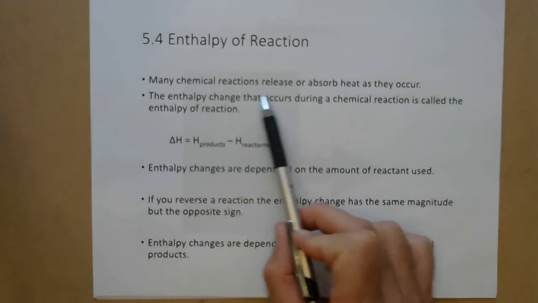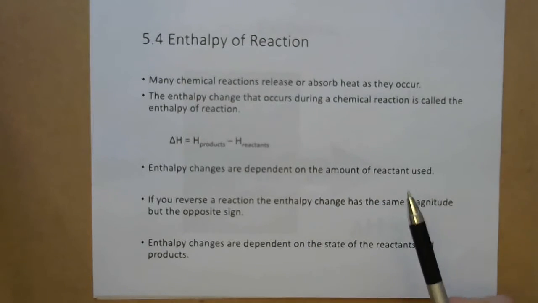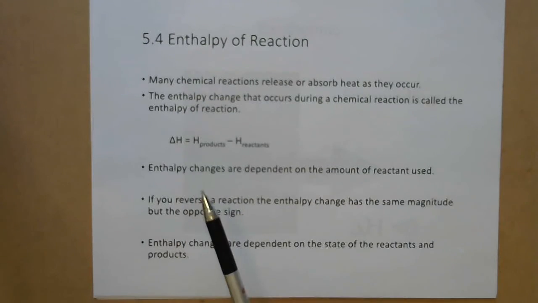So a lot of chemical reactions include absorbing heat or releasing heat as they occur, as chemical bonds are formed and broken. Enthalpy changes, or energy, is usually transferred. Like we said earlier in the chapter, we're not really going to deal with work being done very much. We're going to deal mainly with just heat or enthalpy.